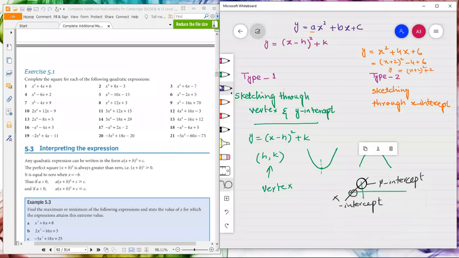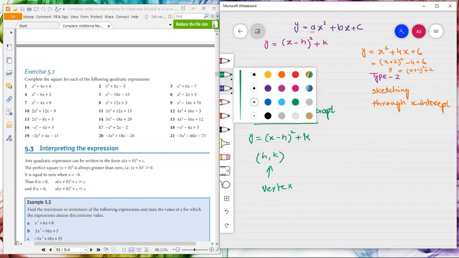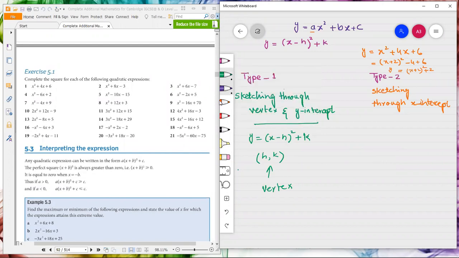So moving on, just give me a second, please. Plus k. This is type 1: if we have a graph in complete square form, then how can we draw it? Now, let's take some examples.